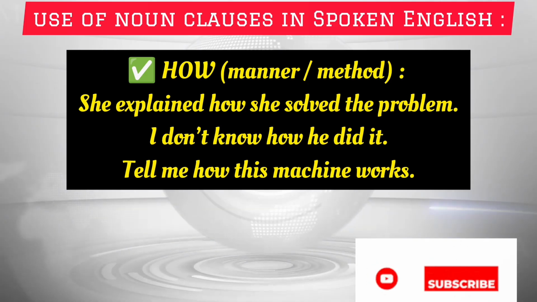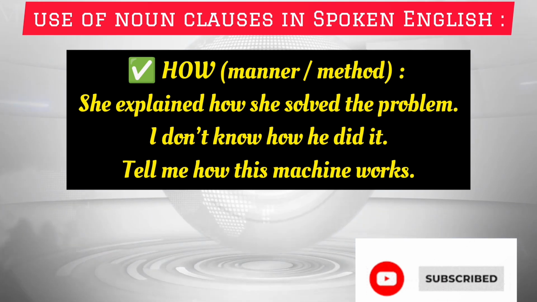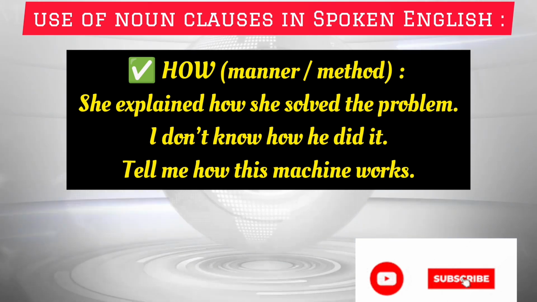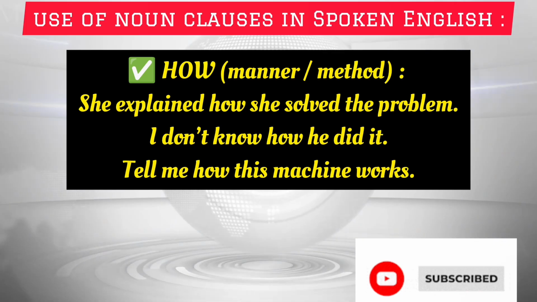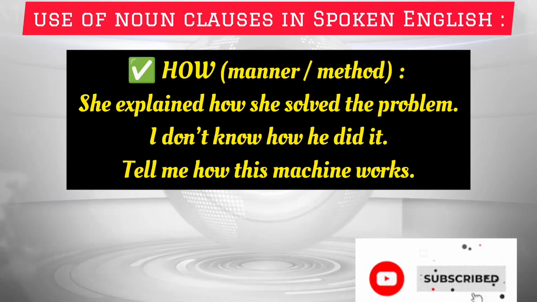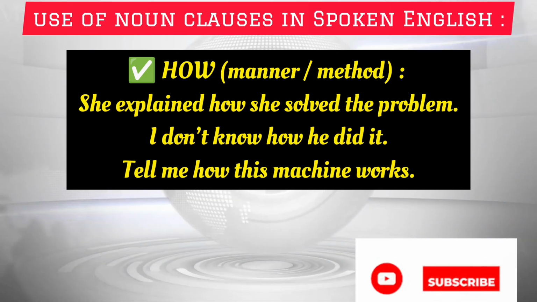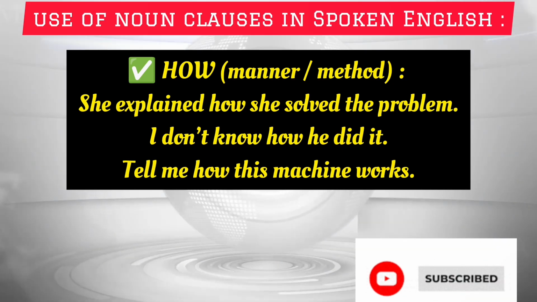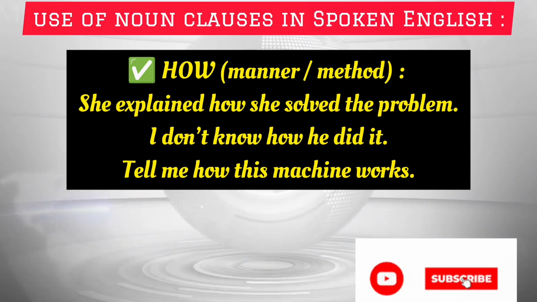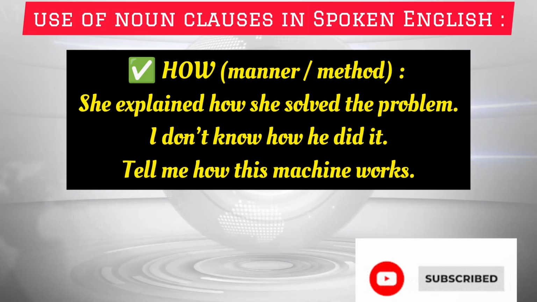I don't know how he did it. Again, I don't know how he did it. How he did it is the noun clause, which points out towards the manner the person did that. As you see the third example, tell me how this machine works. So how this machine works is the noun clause. Yeah, I'm asking the way it works.